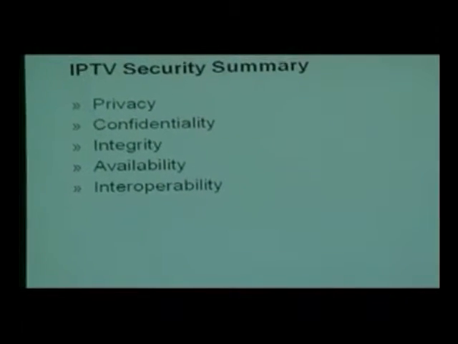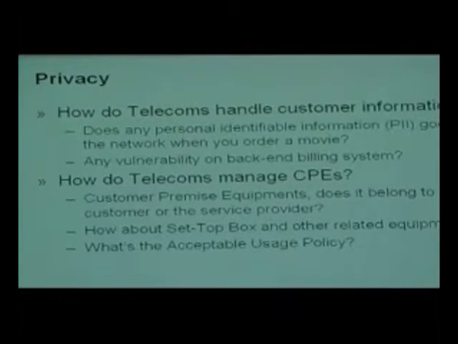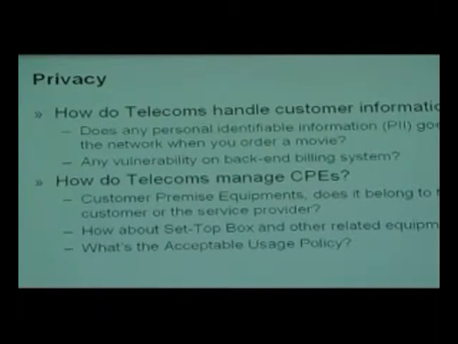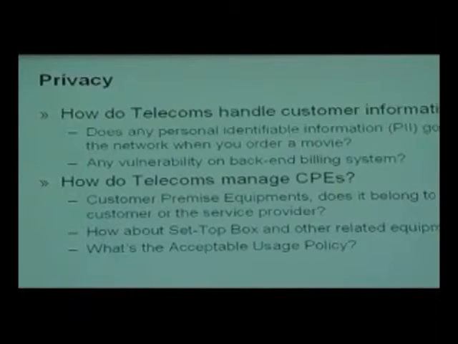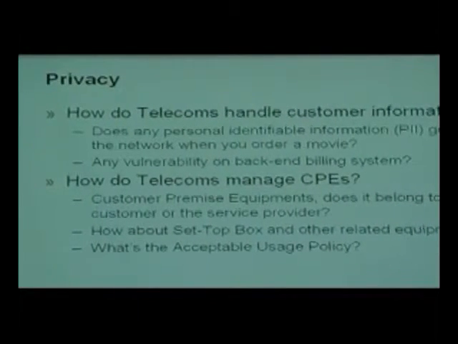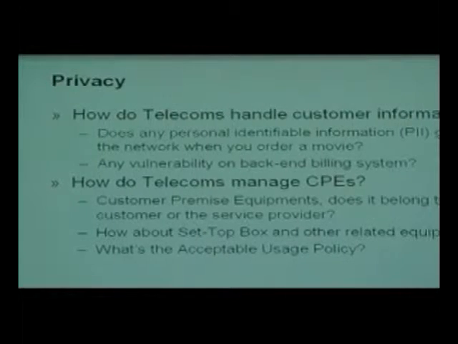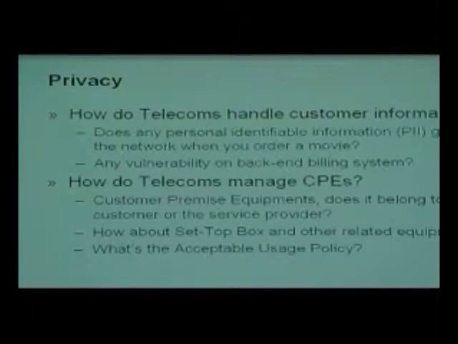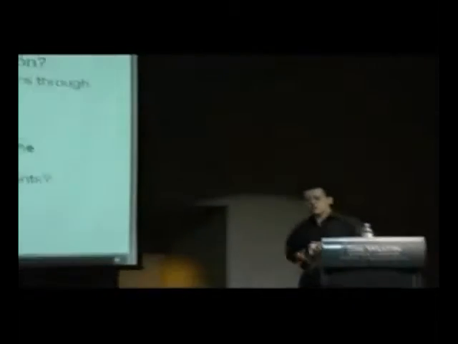After we talk about the security problems, we will talk about how those security problems relate to privacy, confidentiality, integrity, availability, or interoperability as a summary. So for the privacy part, basically people care about how telecoms handle customer information. A few months ago, people probably heard about the AT&T talk. AT&T has a policy pretty much like they own the customer information. So that became a debate in the US. So privacy is an important thing that people will care about.